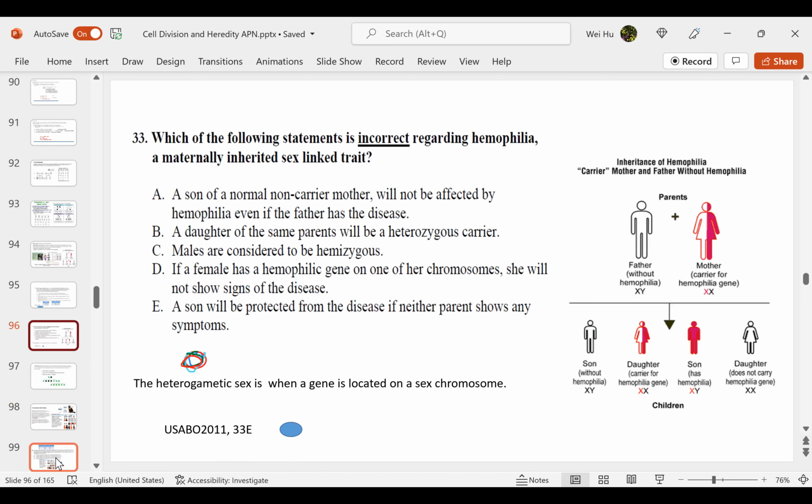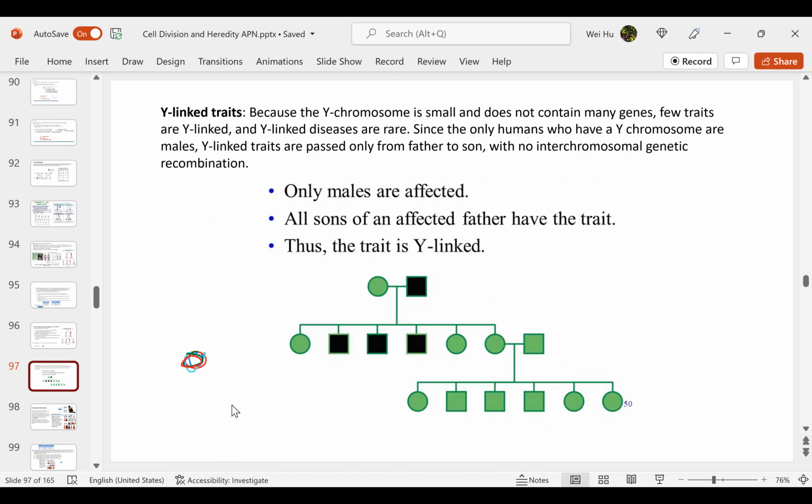Now let's continue and talk about Y-linked traits. Y-linked traits are extremely rare. They are also absolutely dominant because nothing covers Y. Y and X carry completely different genes. If the father has the disease, all of the females in the family are normal, no problem, but all of the males get the disease. But it is extremely rare.